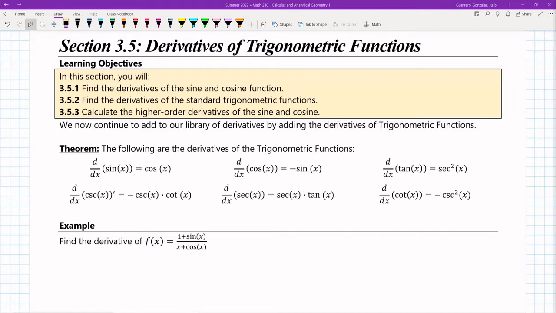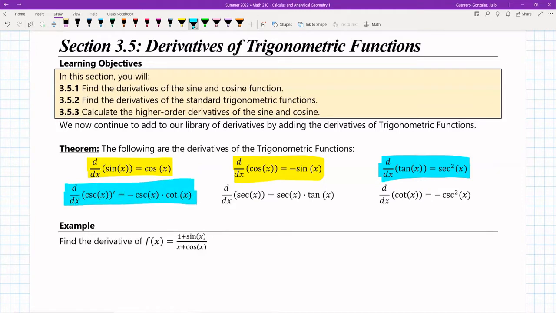So in section 3.5, trig functions. How do you take the derivative of those? There's the list right there. The two big ones are these two right here: the derivative of sine and the derivative of cosine. All the other ones, you could memorize them, but they are easily proven using the two in yellow. And that's actually what I'm going to make you guys do in the lecture questions. I'm going to have you prove them.